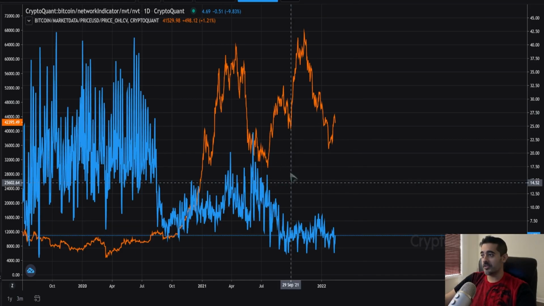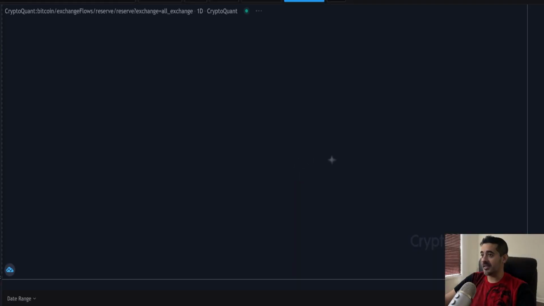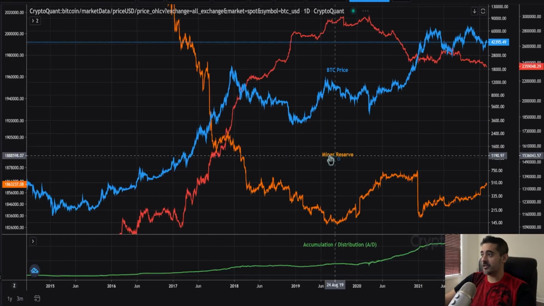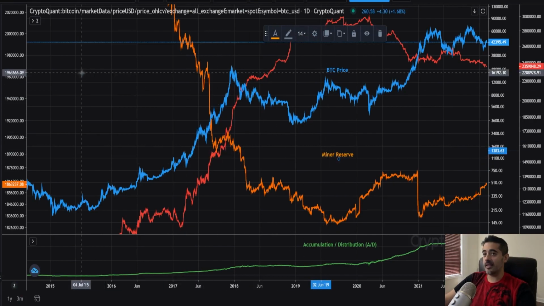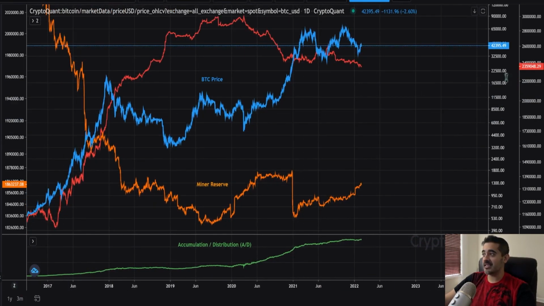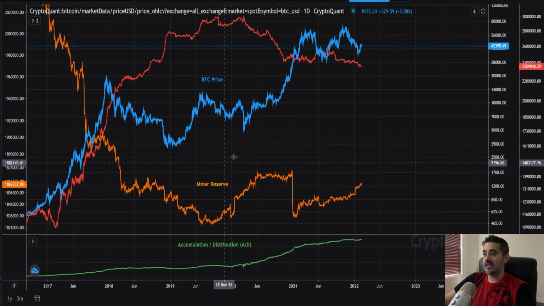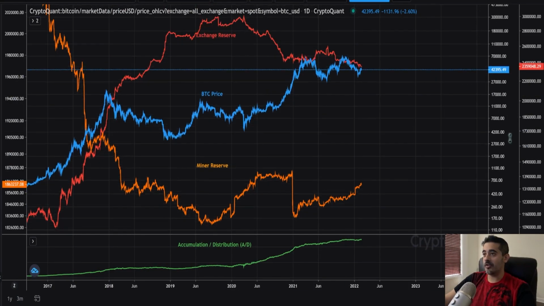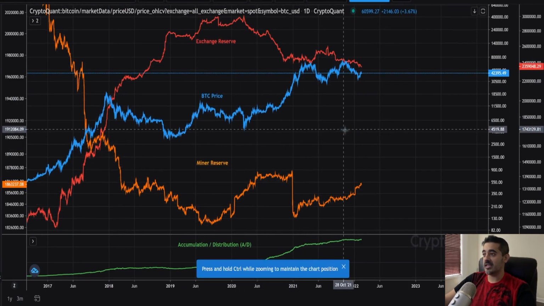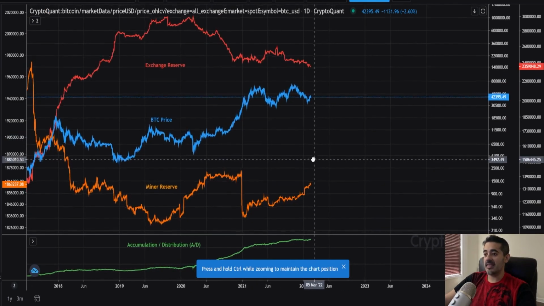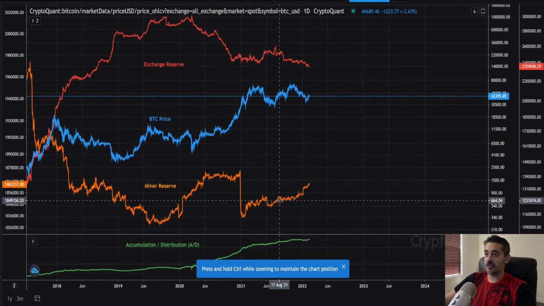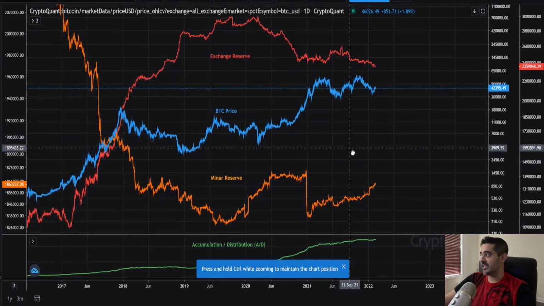Okay, and then we look at the reserve flows. I've showed this to you a couple of times. This is pretty interesting too. This is basically comparing the miner reserves to the price to the exchange reserves, okay? So what you're seeing in red are the exchange reserves. What you're seeing in blue is the Bitcoin price. And then in orange at the bottom, you're seeing the miner reserves. So very simple to understand this chart.